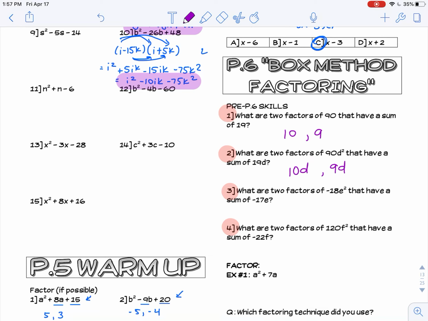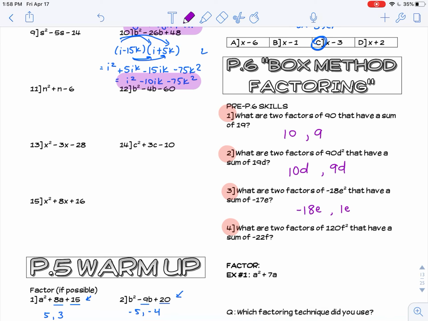Okay. So, for question 3, what are two factors of negative 18e squared that have a sum of negative 17e? That would be negative 18e and 1e. If you multiply those together, you would get negative 18e squared, right? Add the invisible ones and the exponents, you get squared. If you add these together, negative 18e plus 1e, you get negative 17e.